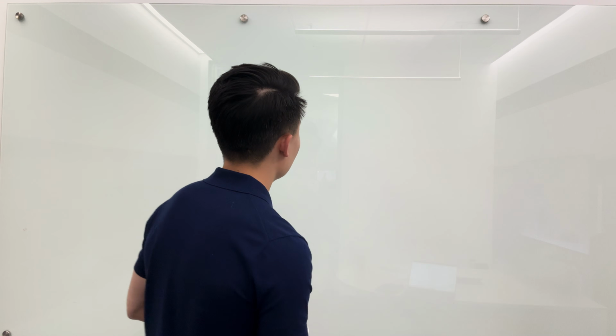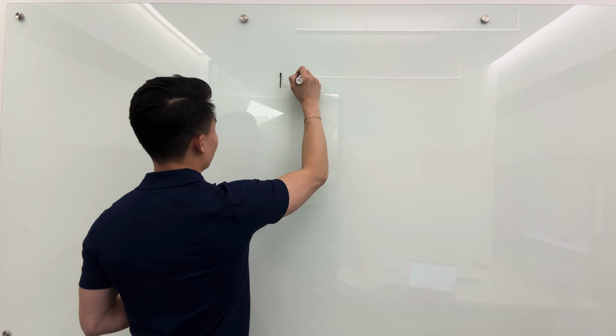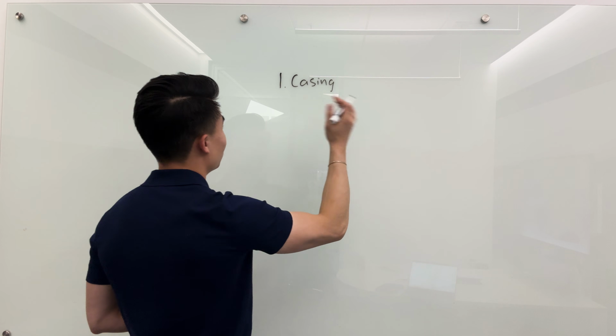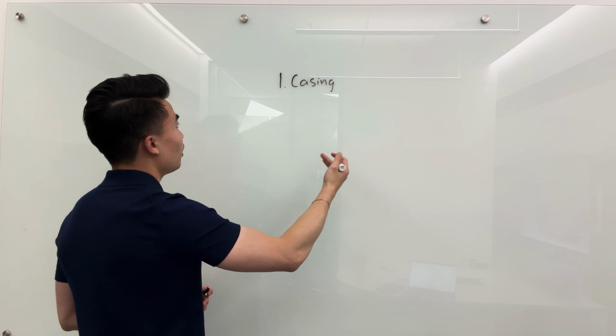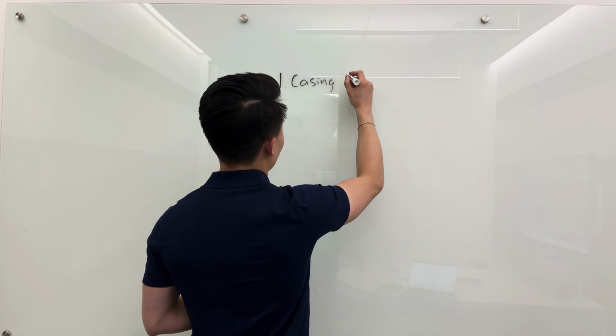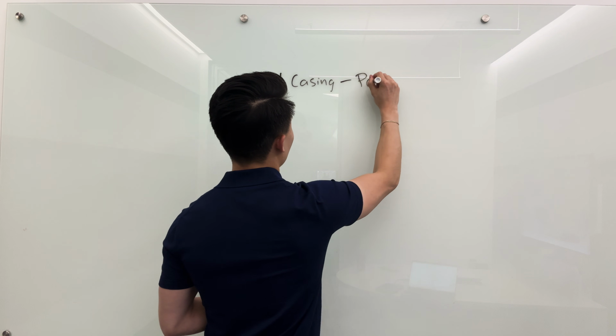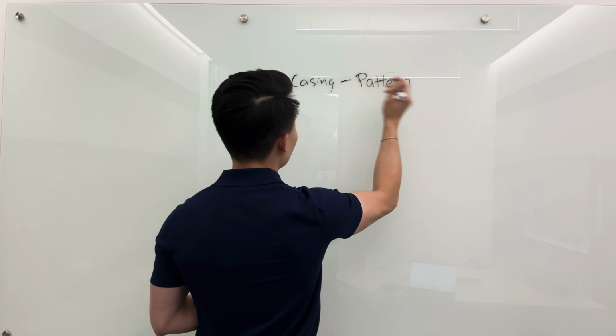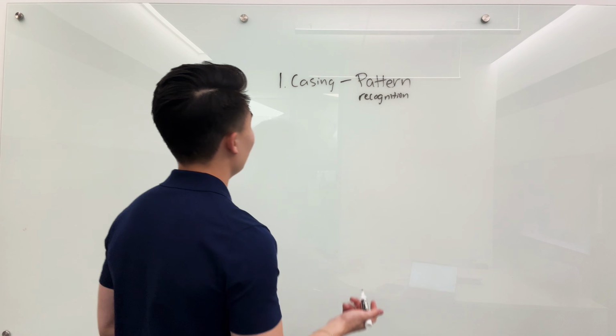So the first thing that most people need to understand is that casing is not purely about talent or how much business knowledge you have, but it's actually a lot about pattern recognition as well. And so I would argue half of doing well in a case interview is being able to communicate effectively and recognize patterns. Now, what do I mean by this?